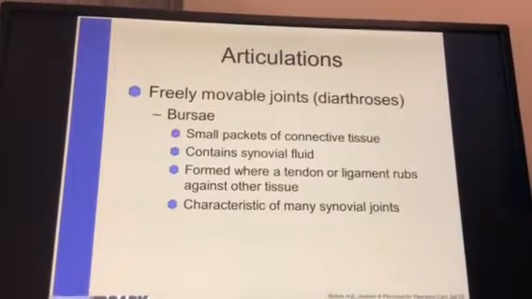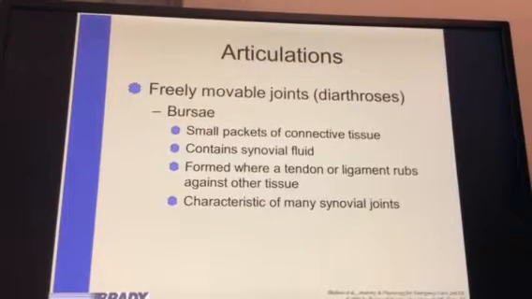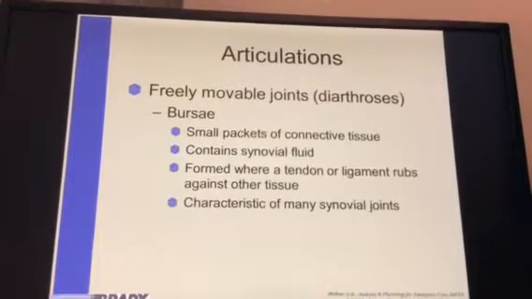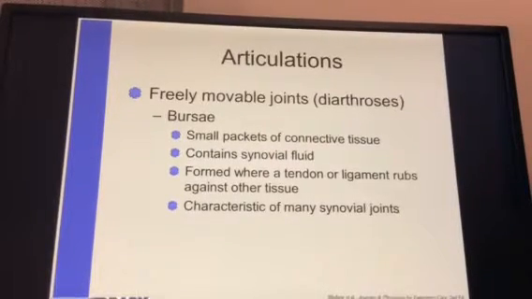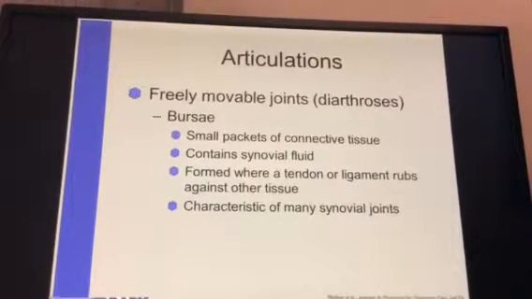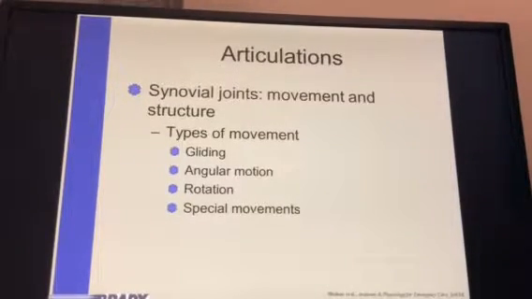Other things around the joint are bursa. These are small packets, sometimes just connective tissue, sometimes with synovial fluid in them. Sometimes they're for cushioning, and sometimes they're just a rotation area. But bursa are usually fluid-filled sacs that build around areas and help with cushioning and motion. With synovial joints, we can have gliding motions, angular motions, rotation, and other special motions. That's what we're going to go over.